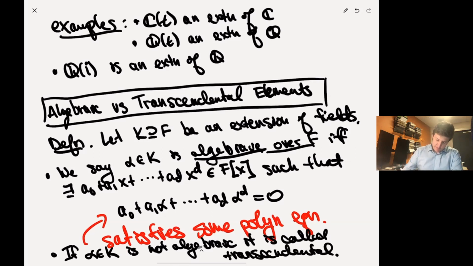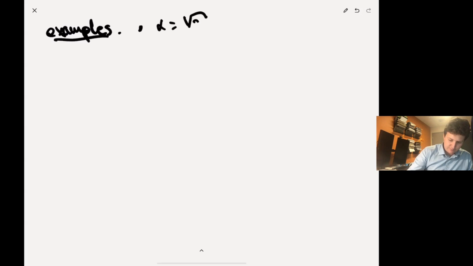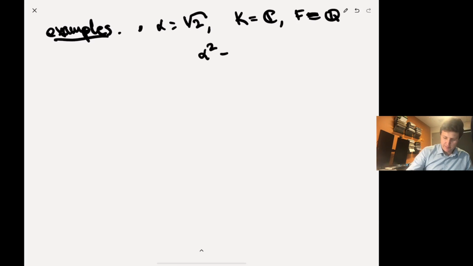Okay, so let me give you some examples. The easiest example is alpha is the square root of 2. We could have K being equal to C and F being Q. Then we can see that alpha squared minus 2 is equal to 0, so there's a polynomial equation with rational coefficients that it satisfies. All right, so what else is there?